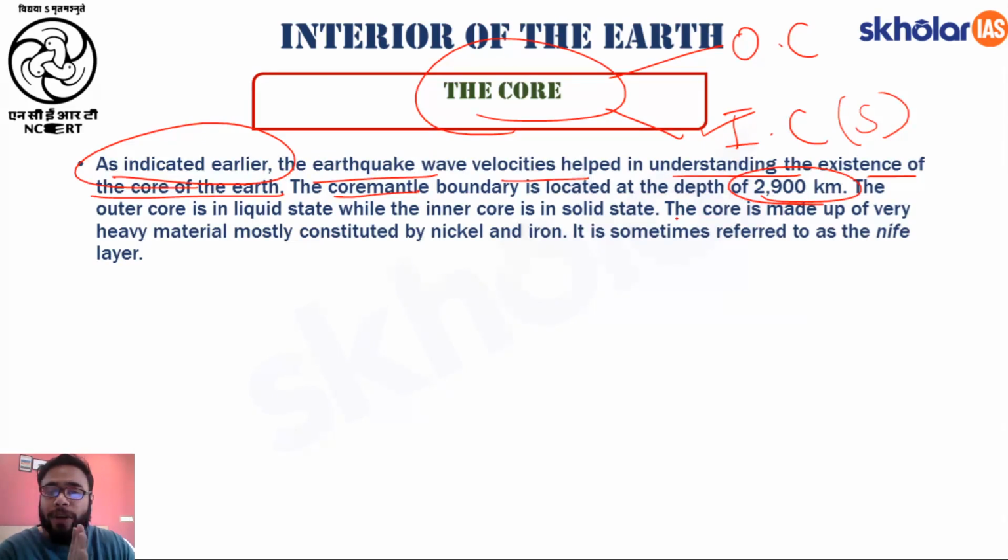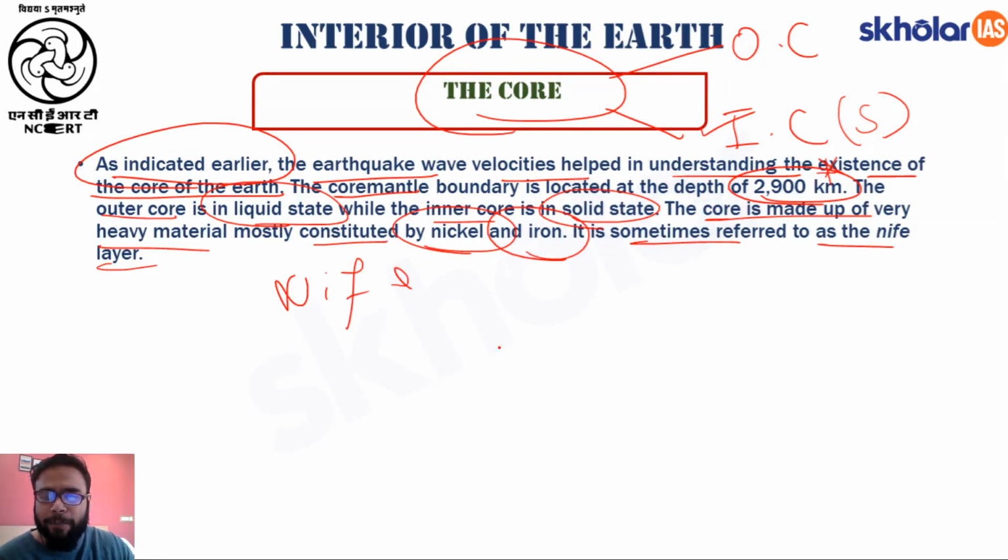So what is the boundary of core and mantle? It is 2900 kilometers. So your mantle ends and your core starts. The outer core is liquid in state while the inner core is solid in state. The core is made up of very heavy materials, for example nickel, iron, etc. It is mostly constituted by nickel and iron, and it is sometimes referred to as the NiFe layer. NiFe meaning nickel plus iron.